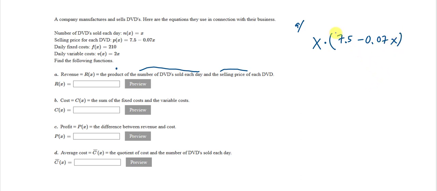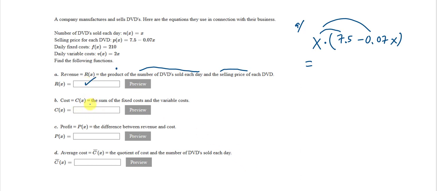And then all you do now is simplify. Always we have to simplify the expression. So multiply this one in, multiply that one in. That should be the final answer. So whatever you get here should be the answer in here.